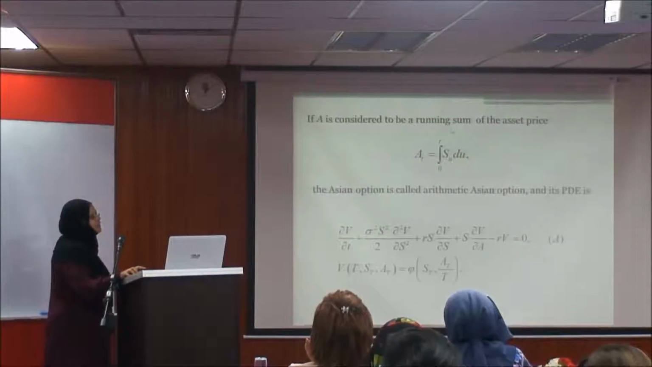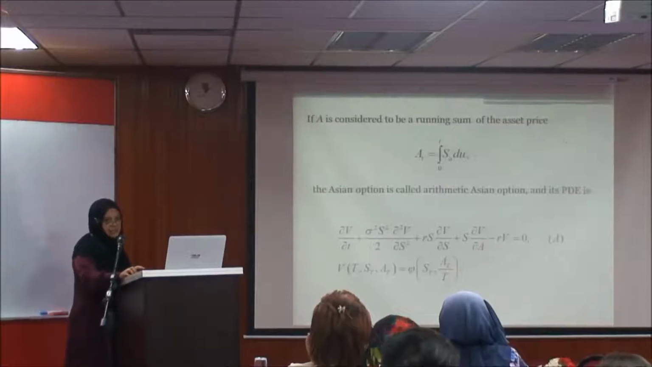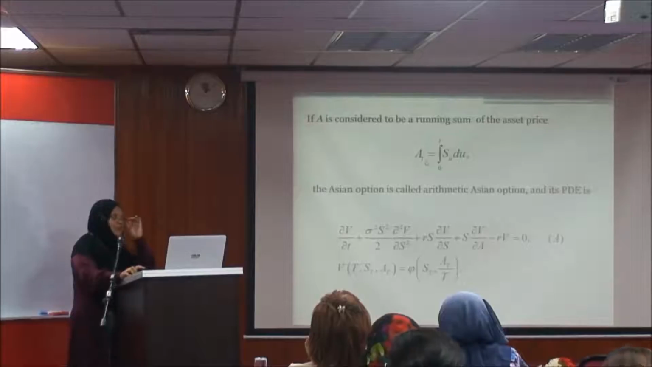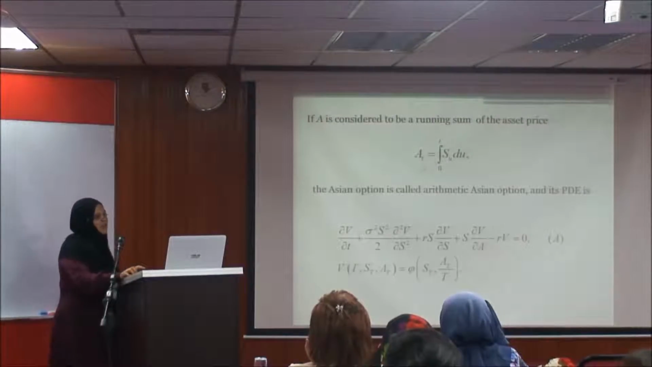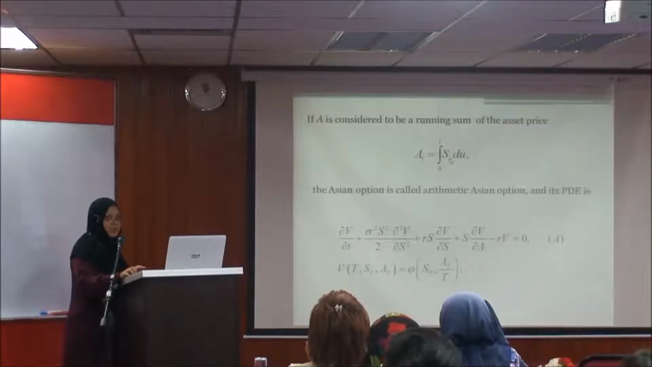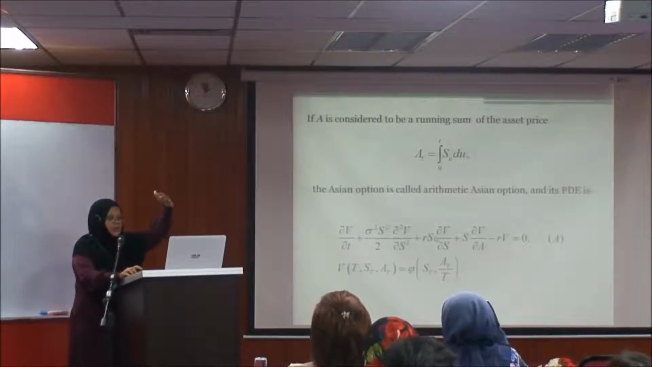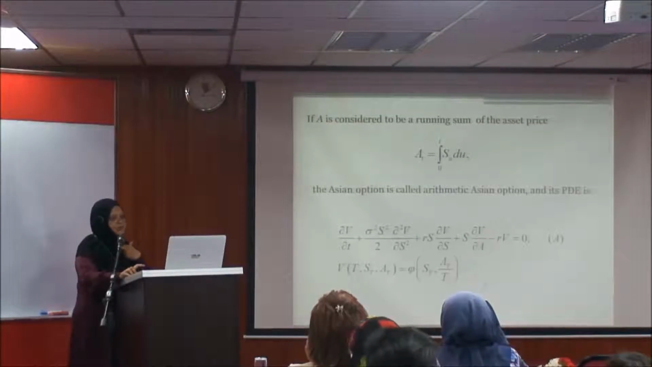Now, this is the running sum. Let's say A is considered to be a running sum of the asset price. Remember, you are now all the shareholder. So bear in mind, you are doing something with stock price or whatever. So A of t is represented by S u, and you see, the f of s here now is the S, and this particular PDE is going to be used later on in our transformation technique to get the analytical solution.